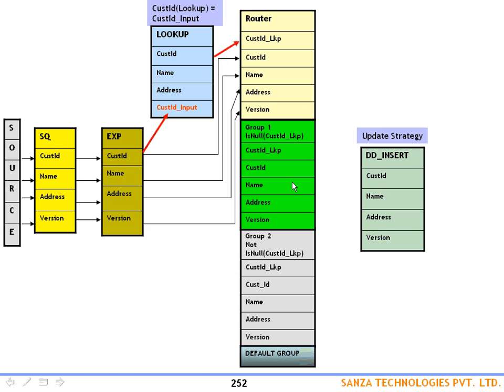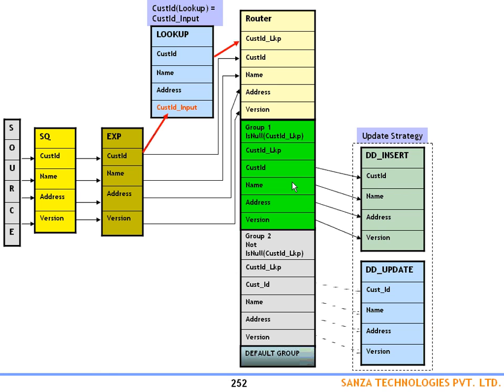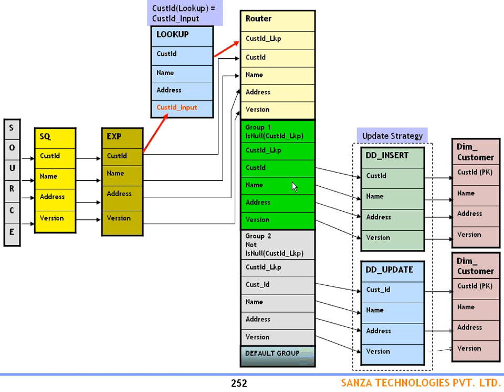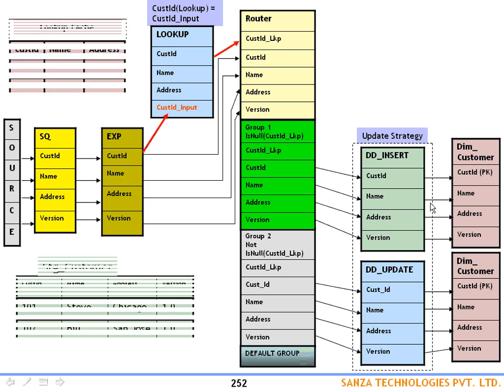Then we use the update strategy transformation. In that you will specify DD_INSERT. Then it will fire an insert statement into the target table. So in the update strategy transformations, put DD_INSERT and DD_UPDATE, so the record will be updated or inserted into my target table.